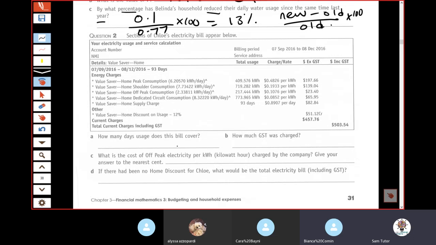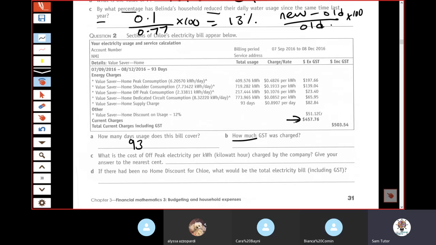I think questions A and B are pretty simple. Yep. A is just 93, and then how many days. Is B 12%, or is that for something else? How much GST was charged? When it says how much, it doesn't usually mean a percentage like 12. It's actually the dollars or amount. What was the actual amount?